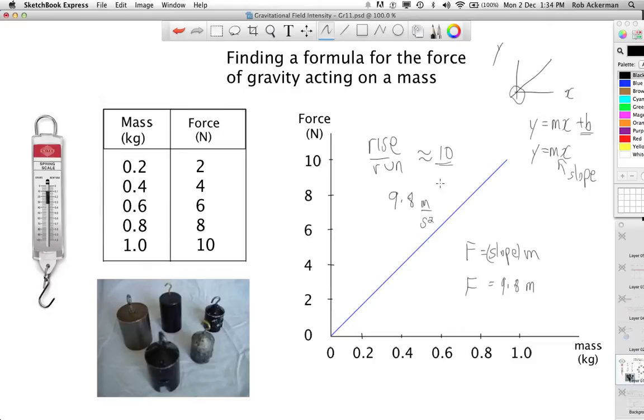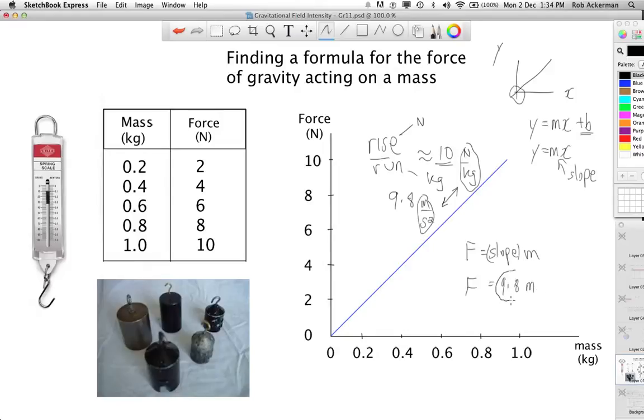Let's just take a look, however. What would be the units of this? Rise is measured in newtons, and run is measured in kilograms. So rise over run, I'm going to give you newtons per kilogram. And this is, in fact, an equivalent unit to meters per second squared. So you'll be able to see a little bit later in this unit that I'm not pulling your leg here. I'm not selling you a bag of goods. This is actually true. A meter per second squared is a newton per kilogram. But for now, the force of gravity acting on any object is equal to 9.8 times its mass.